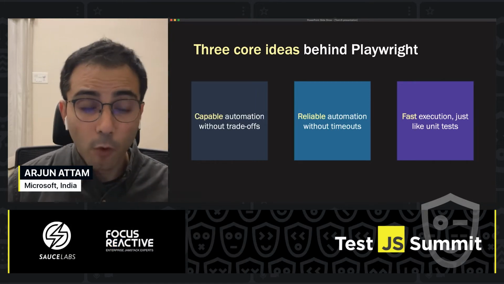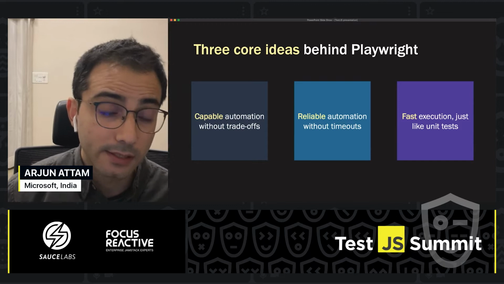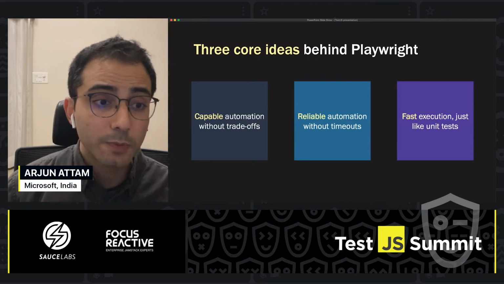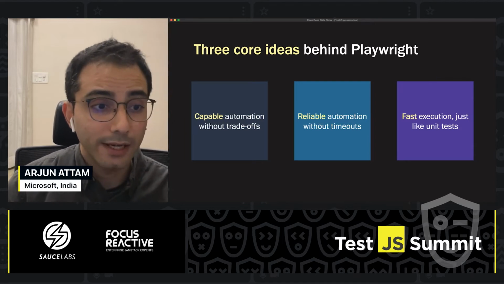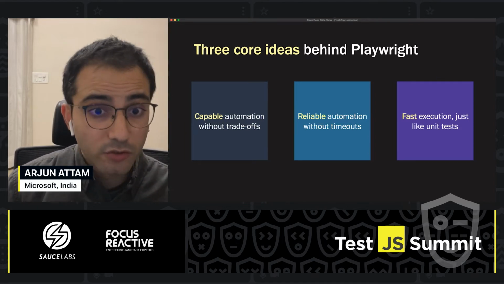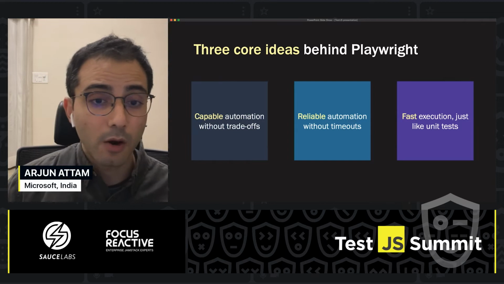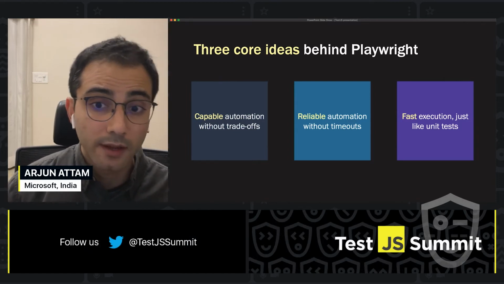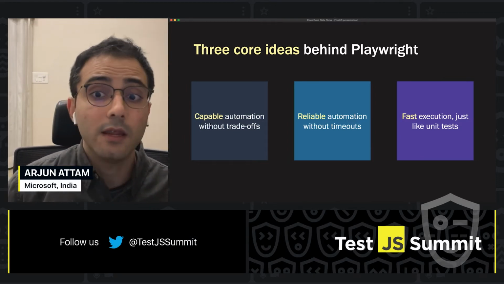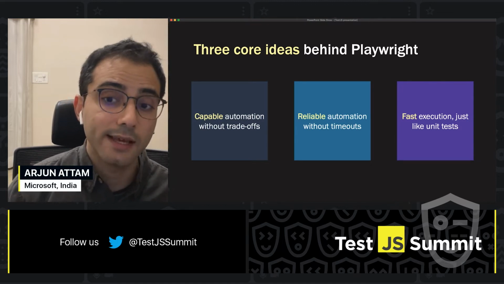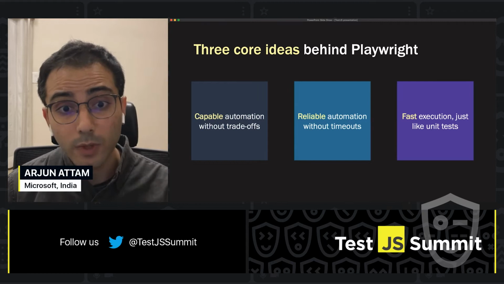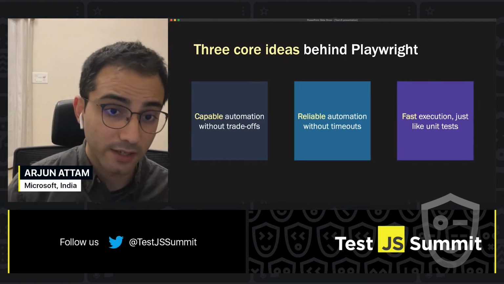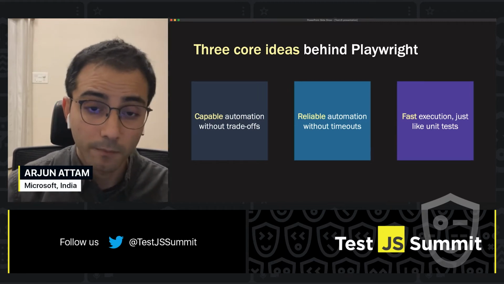We've focused on these three core ideas while building Playwright, which means Playwright is focused on capable automation without any trade-offs. It's also focused on reliable automation without any flakiness or timeouts. And finally, Playwright enables fast execution, just like unit tests. And so you can use end-to-end tests with Playwright to speed up your dev workflows and not slow them down.